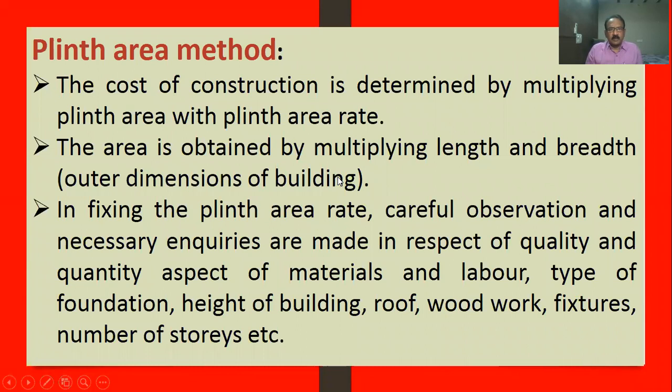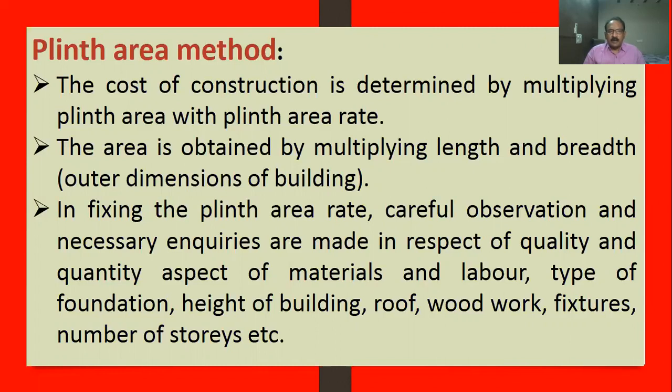Plinth area method. The cost of the construction is determined by multiplying plinth area with plinth area rate. See, I want to construct, say, 1,000 square feet. What is the cost of construction per square foot? Say rupees 1,500. So 1,500 into 1,000 square feet. That is your cost of construction.